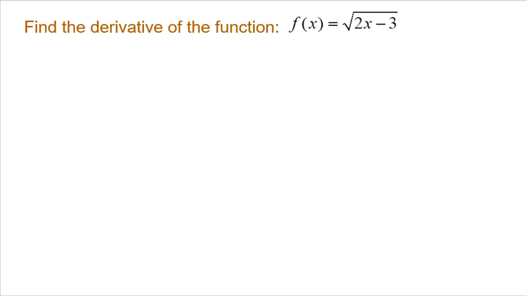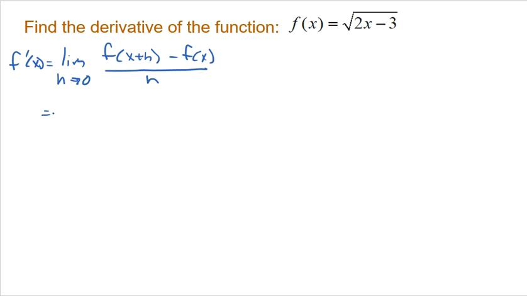Let's find the derivative of this function, the square root of 2x minus 3. So once again, I'm going to find the derivative. To find the derivative, here's my formula. Step 1 is always writing that formula out. So we got f of x plus h minus f of x all divided by h. And step 2 is to actually now evaluate that numerator using the function. So I have to plug x plus h into the function. So I get the square root of, be careful here, it's going to be 2 times x plus h minus 3, minus the actual function f of x, which is the square root of 2x minus 3.